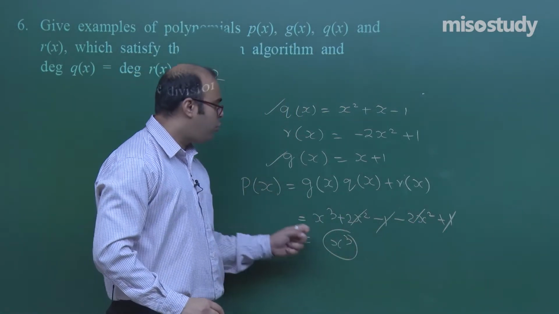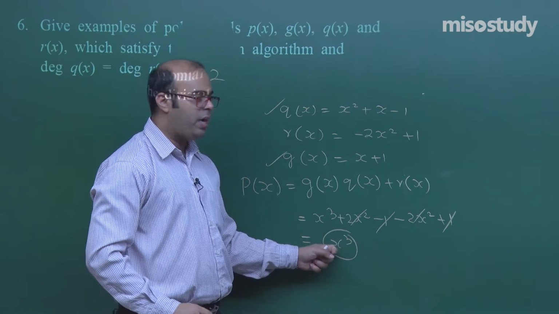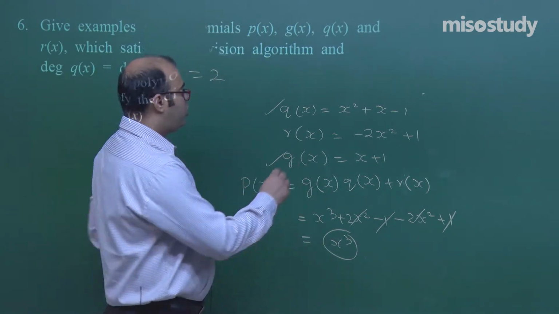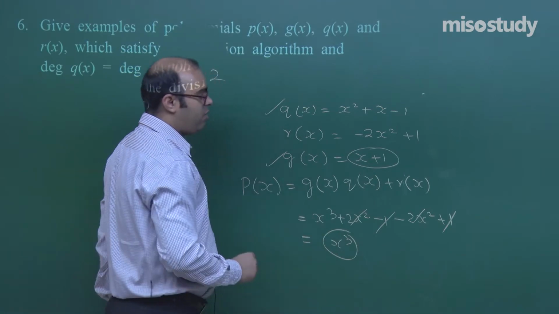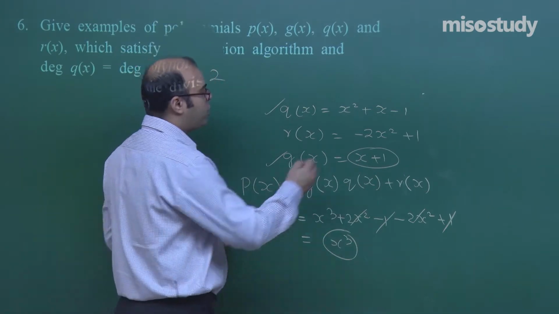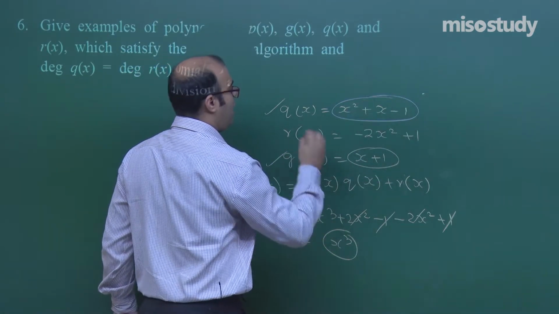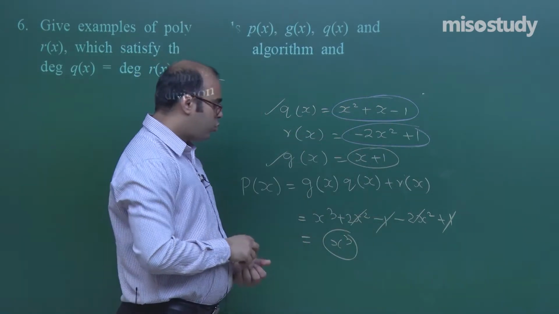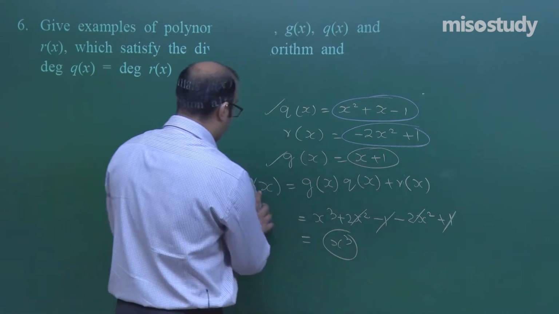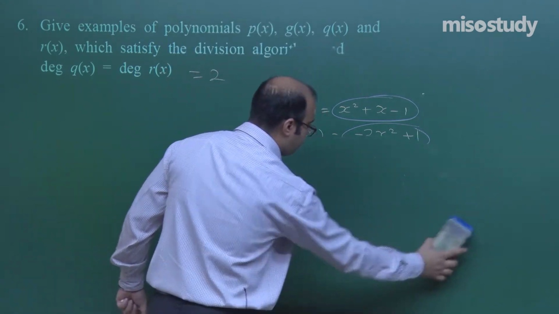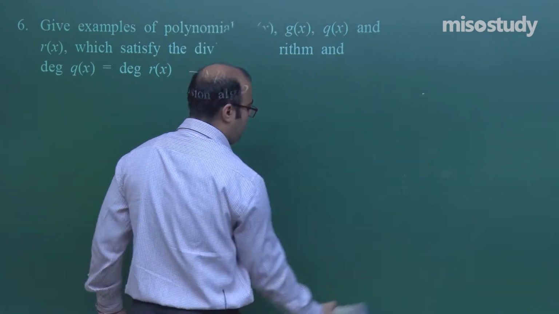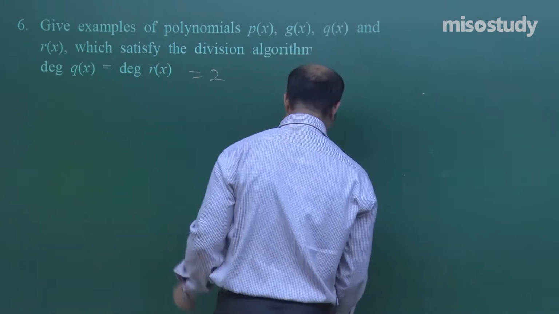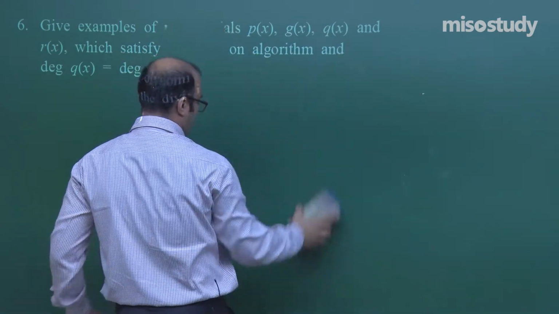So if x cube is the dividend, which is actually p(x), and g(x), that is x plus 1, is the divisor, we will get a quotient x squared plus x minus 1 and the remainder minus 2x squared plus 1, which are of the same degree. So keeping the division algorithm in the correct format in our mind and taking this condition, we can find the p(x) and g(x).